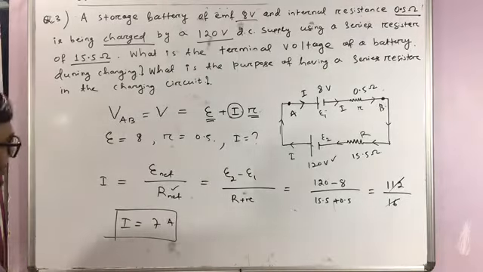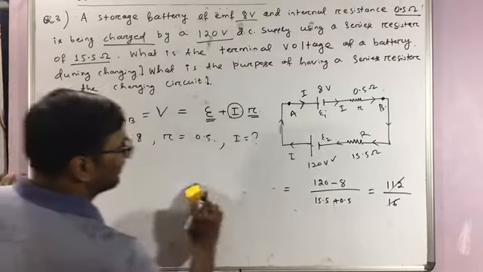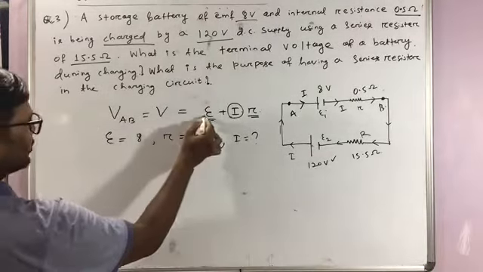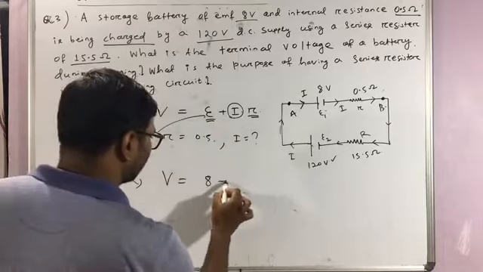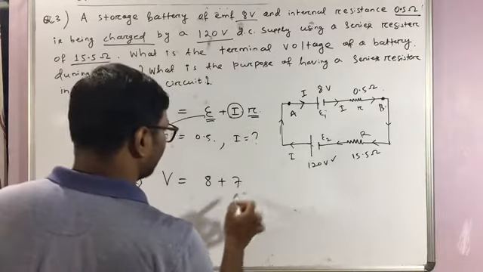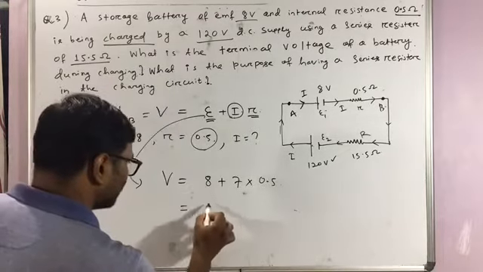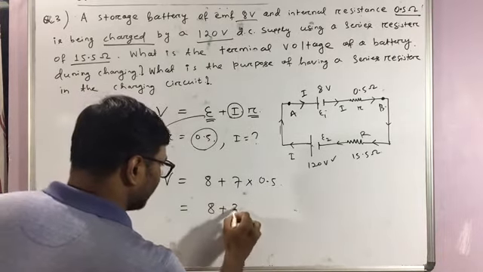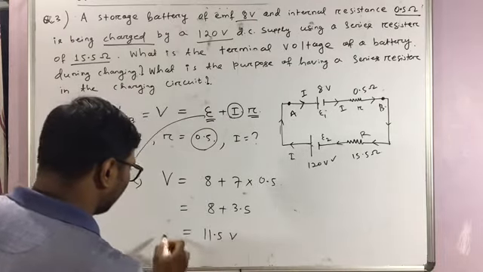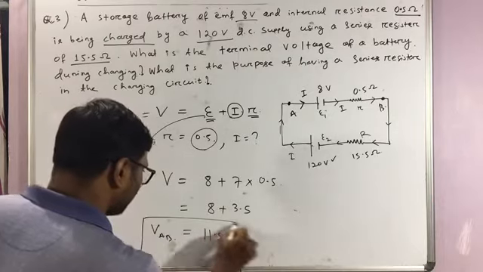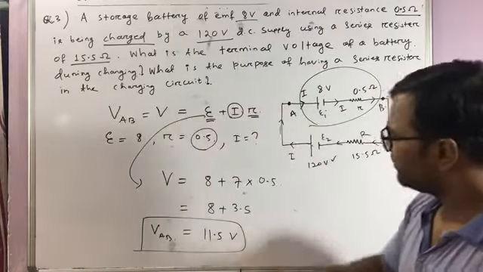Clear? Now take this value of I and put it in this equation. From this equation, V is given by E, which is 8, plus I, which is 7, into r, which is 0.5. So which is 8 plus 3.5. So your answer is 11.5 volt. So VAB, the terminal potential difference across A and B, is 11.5 volt.